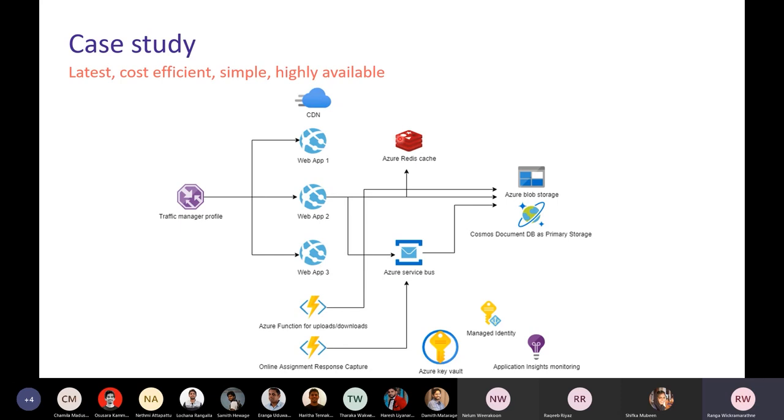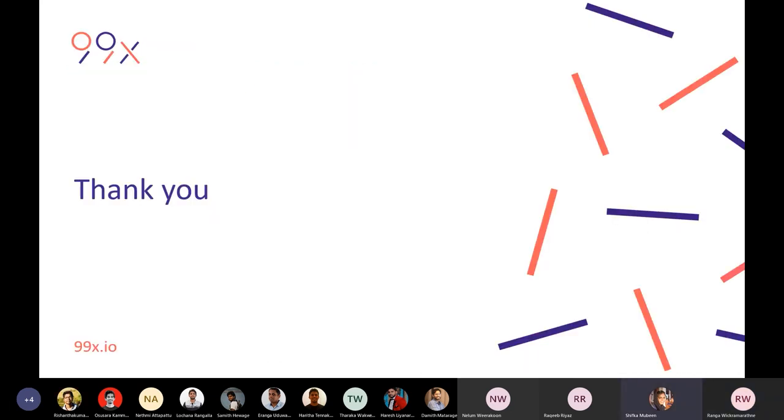And of course, we have a Redis cache between the database and the application layer. There's also a Key Vault to keep the secrets and manage identity, so that we don't share Azure Key Vault secrets and app keys. You can use managed identity to communicate between these web apps and Key Vault and vice versa. And of course, we have application monitoring to monitor the logs and so on. So that's pretty much it.